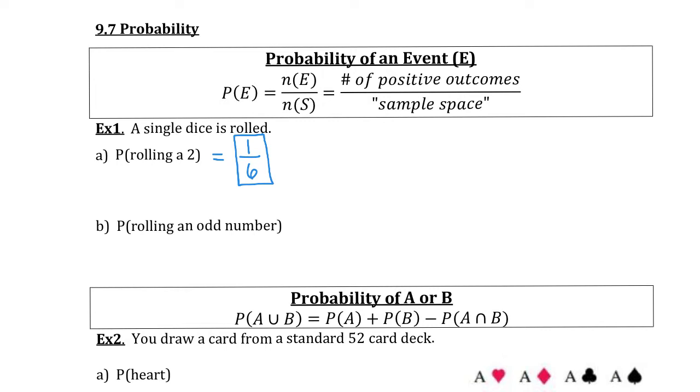Now for part B, the probability of rolling an odd number. You could roll a 1, a 3, or a 5, so there are 3 positive outcomes. There's a total of 6 possible outcomes though, because there are 6 faces on the die. I simplify, so the probability of rolling an odd number is half, which makes sense because half the numbers are odd.